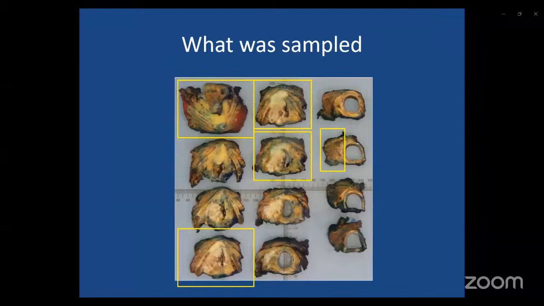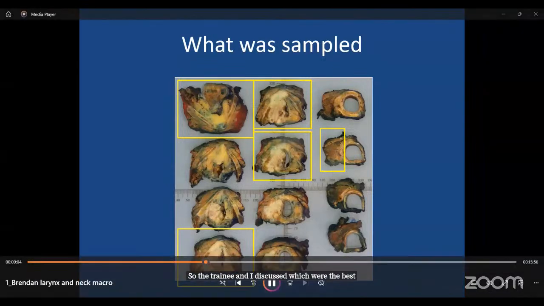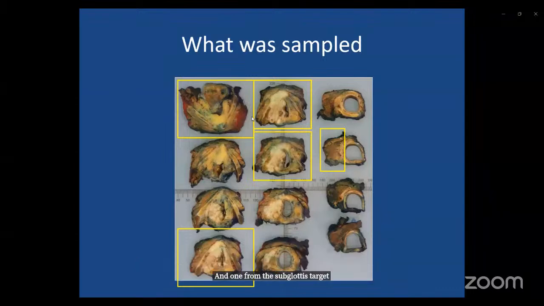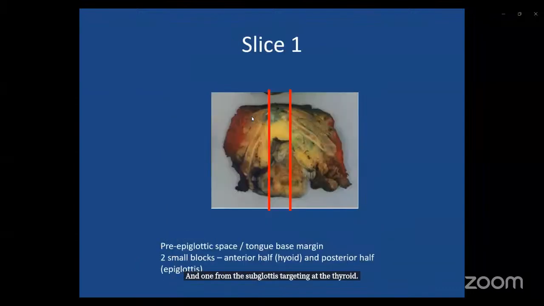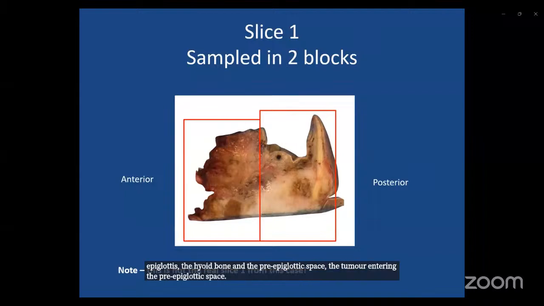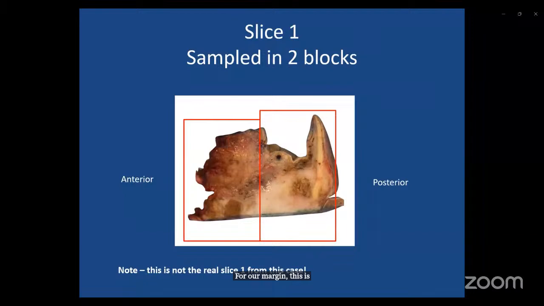So the trainee and I discussed which were the best slices to sample here, and we considered slice 1, slices 4, 5, 6, and one from the subglottis targeting the thyroid. Slice 1 is our sagittal section through the superior aspect of the specimen. From that slice we see the epiglottis, the hyoid bone, and the pre-epiglottic space, with tumour entering the pre-epiglottic space. For our margin, this is our standard block we take for every laryngectomy or laryngopharyngectomy.